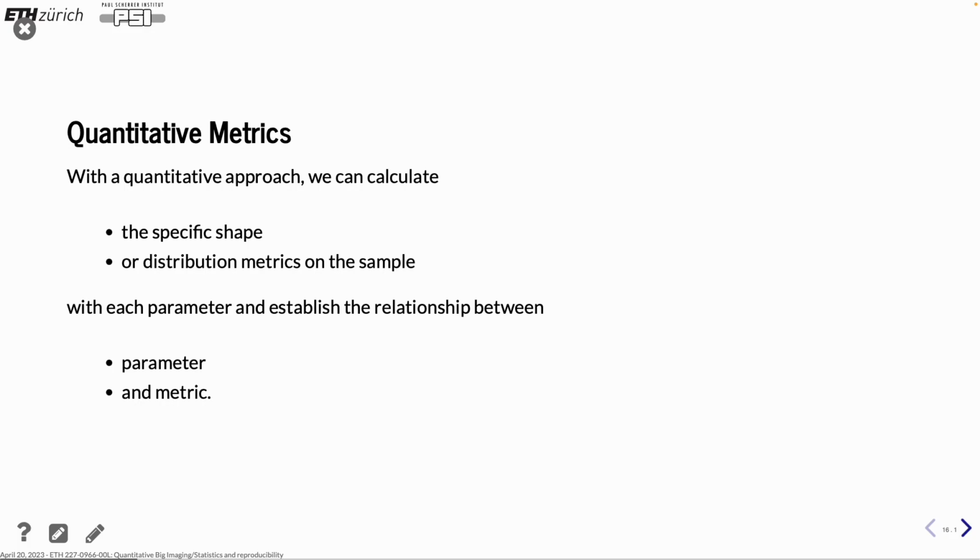And when we go to quantitative metrics, then we're talking about how we can calculate the specific shape. Now we're just saying that it's squared, but we can actually put numbers on it and give a range between different shape characteristics. And then we can also establish some relationship between the parameters that we put into the experiment and the metric that we measure afterwards.